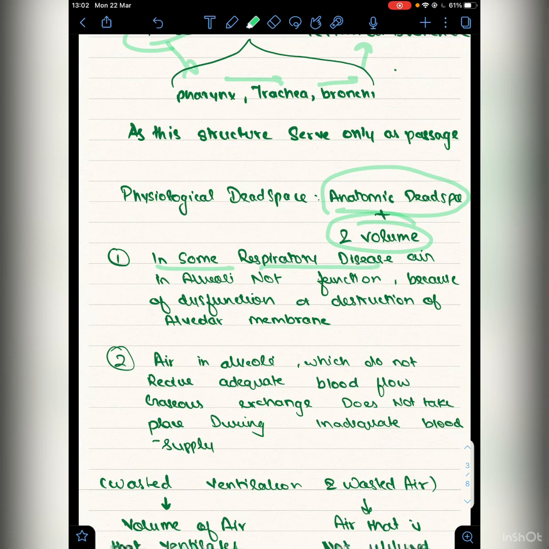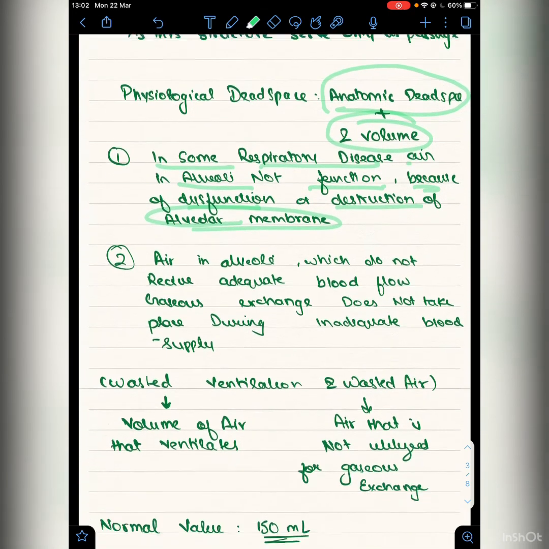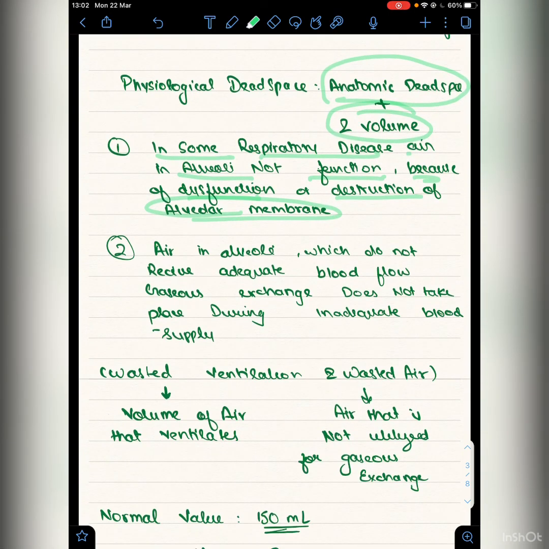In some respiratory diseases, air in the alveoli does not function because of dysfunction or destruction of the alveolar membrane. Maybe there is proper blood flow from that area, but it cannot get air because of the dysfunctional alveolar membrane. So that amount of air is wasted and is considered dead space, because from that area we cannot get the gaseous exchange we need.